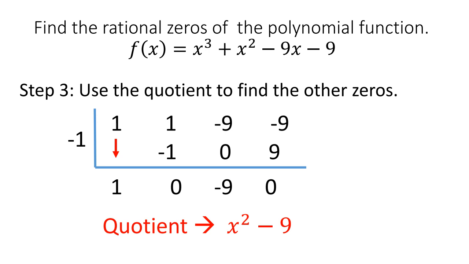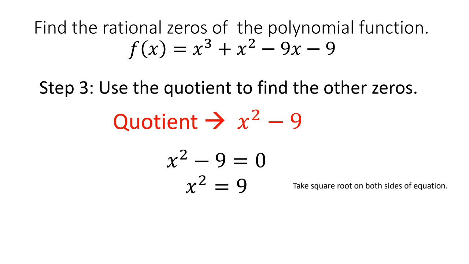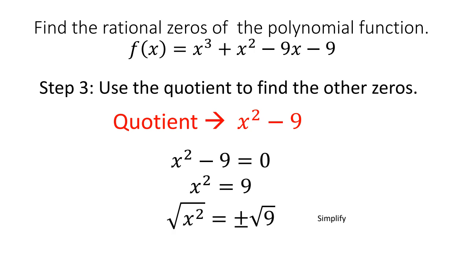So now actually I can solve for the remaining zeros. One of the things that I can do is use my square root property to solve for the remaining zeros. So the first thing I'll do is add 9 on both sides, okay? And then I take the square root of both sides. And when I do that, I'll have the square root of 9.